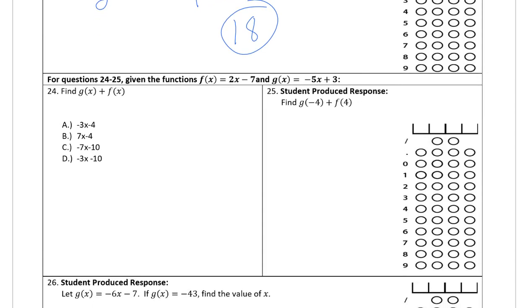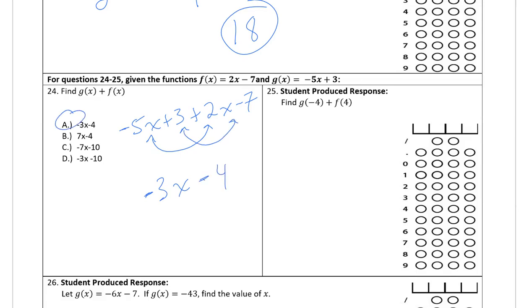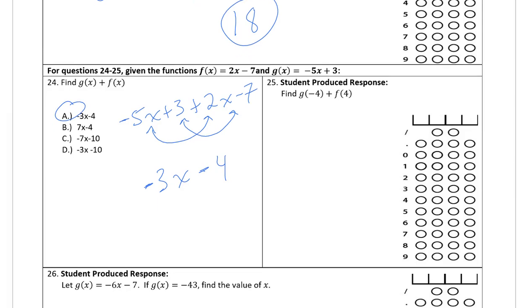Okay, we have g of x plus f of x, so we're not subtracting, so I don't need to switch any signs. So g of x here is negative 5x plus 3, and then f of x is 2x minus 7. So I just need to combine my like terms. So negative 5x and 2x would give me negative 3x, and then 3 and minus 7 give me a minus 4. So my choice would be A.